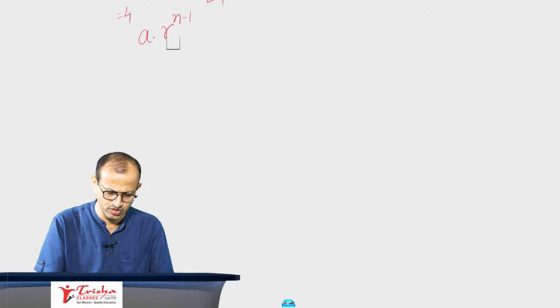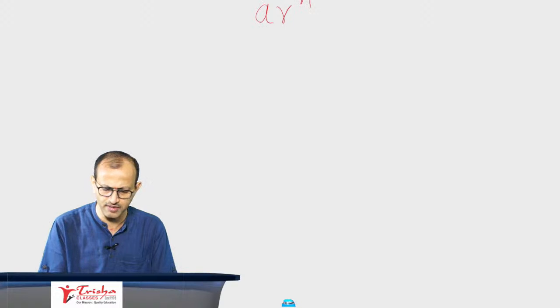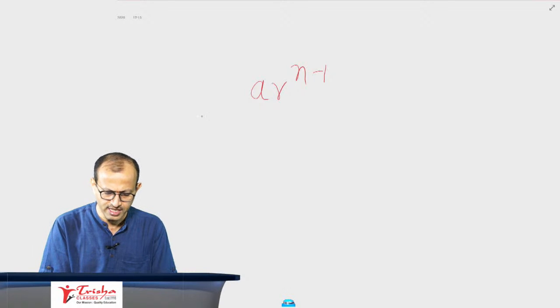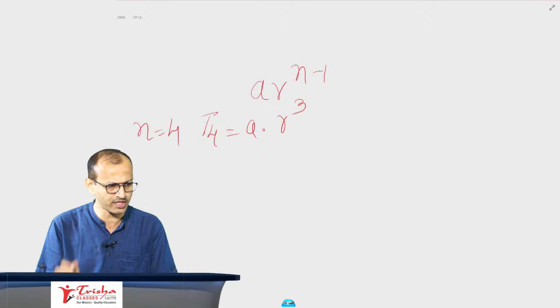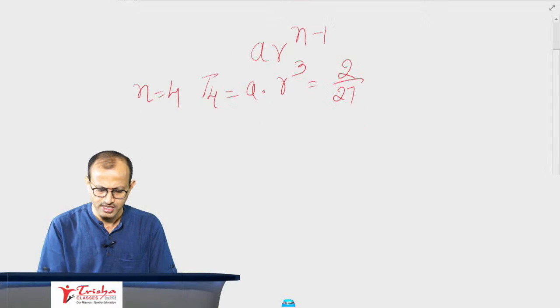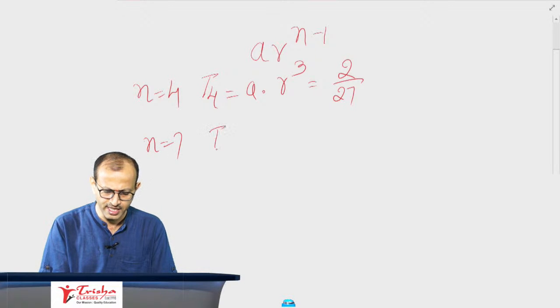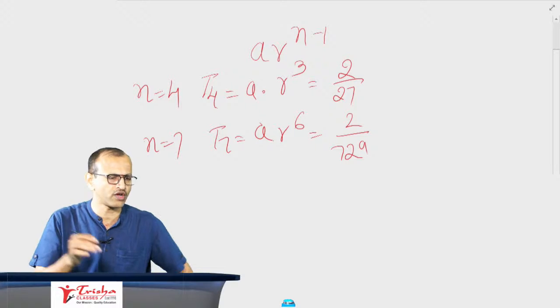I'll work out and show the workings once again. Okay. So, what is the formula? a r to the power n minus 1. This is the formula. T4 is a r to the power 4 minus 1, I am just putting n is equal to 4, so r to the power 3. It is equal to what? Given in the question, it is 2 by 27. Same way, n is equal to 7. T7 is a r to the power 7 minus 1, r to the power 6, equals 2 by 729. This is there in the question. I am just putting n equals 4 and n equals 7.